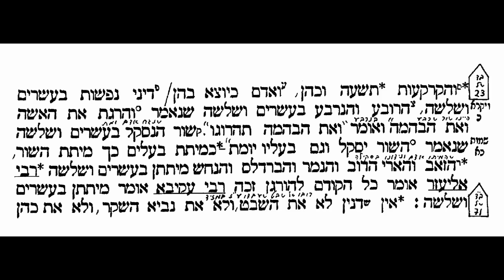Harovea v'hanirba, these are cases of bestiality, where a human being experiences immorality with an animal. Rovea, where the party is active, or the nirba, the receiver, the passive party in this act of immorality. Be'esrim u'shlosha, shneimar.